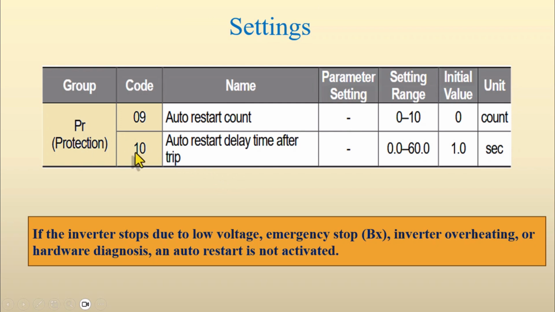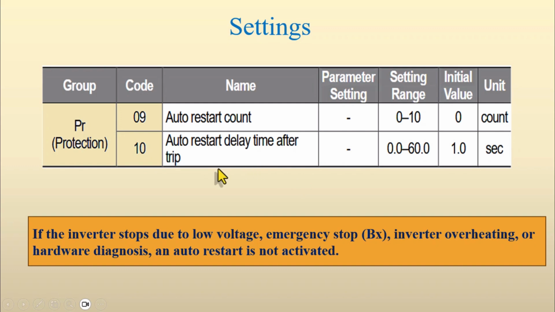Now, PR number 10 is the auto restart delay time. It says the inverter, after a fault occurs and is then cleared, how many seconds should it wait before restarting again and start your electric motor once more? You specify this duration in parameter PR10.